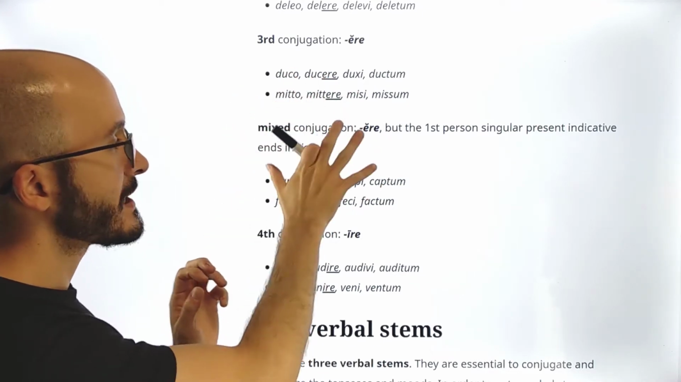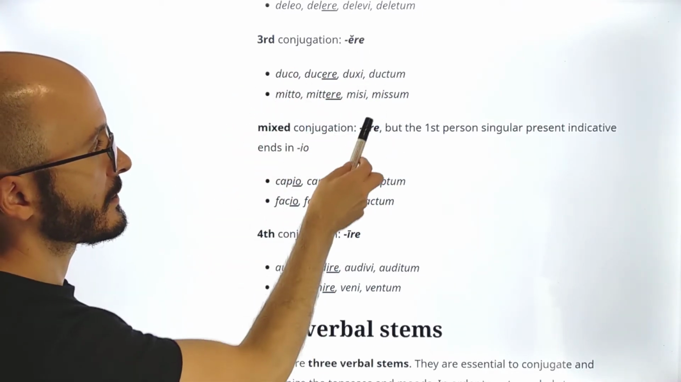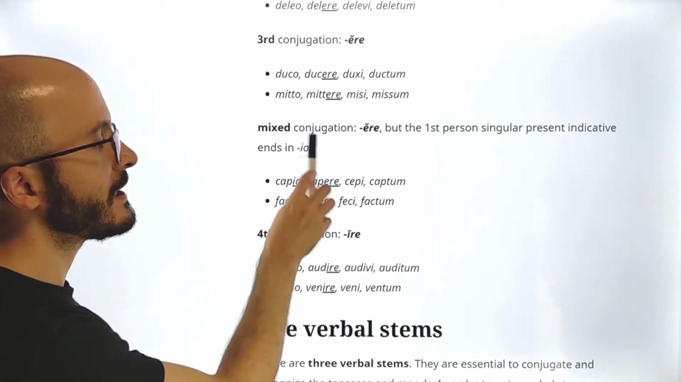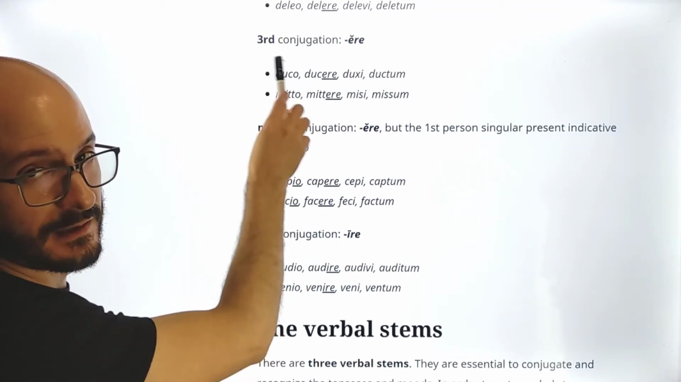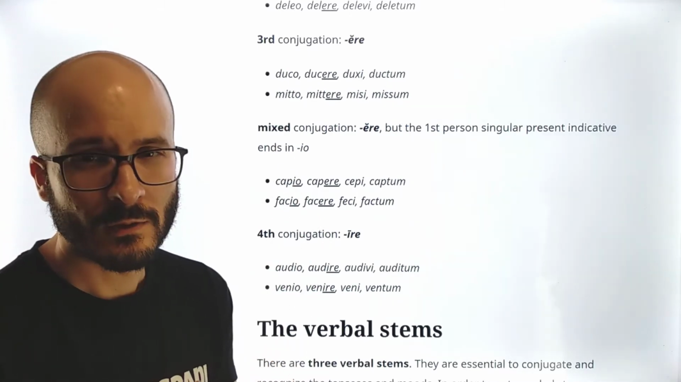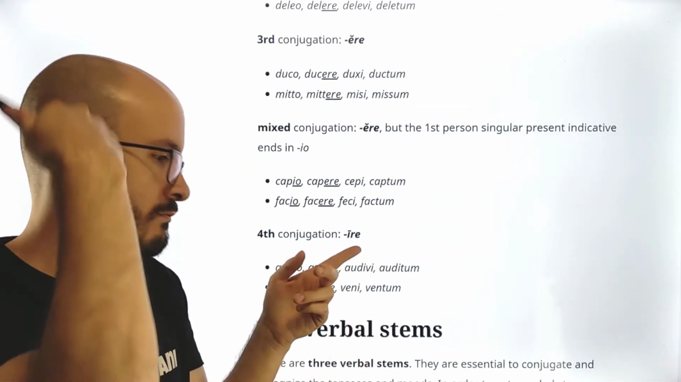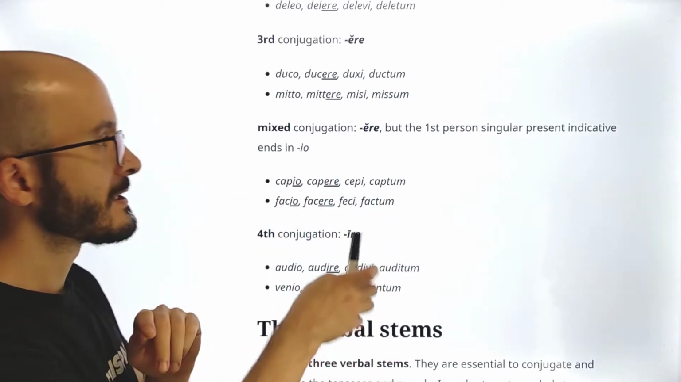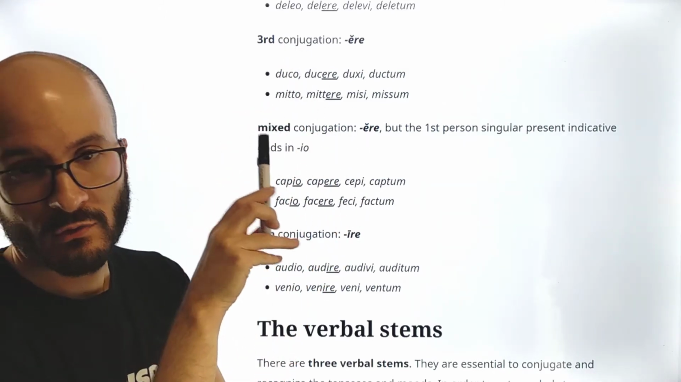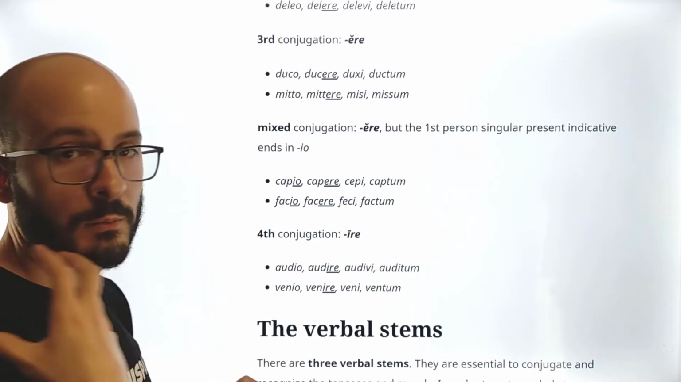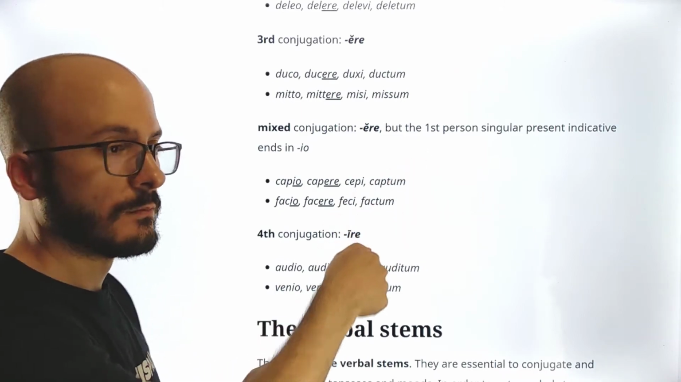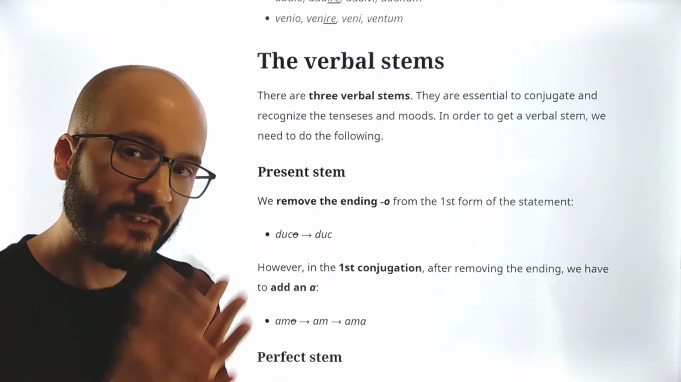And then the mixed conjugation is like the third conjugation, but the first person singular present indicative ends in io. So here, no, it doesn't end in io. Here it ends in io. In a separate class with their own practices, we will see the importance of distinguishing between the third conjugation and the mixed conjugation. For now, it is not really so important. So pretty much first, second, third, fourth: are, ere, ere, ire.